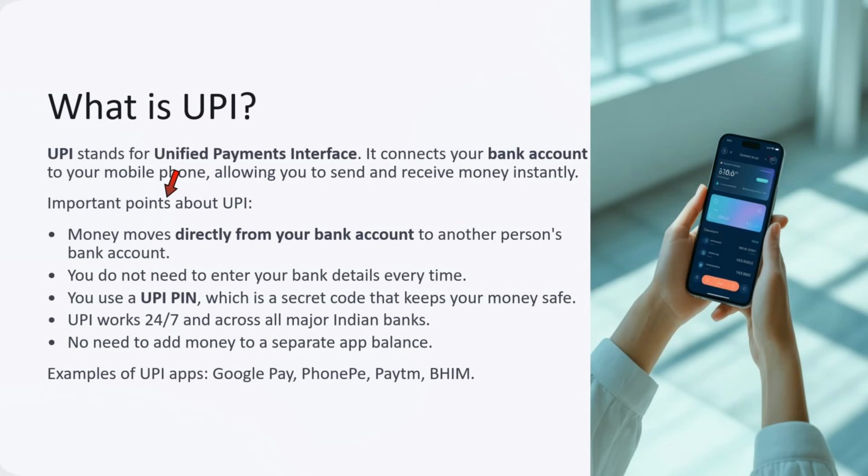UPI works 24/7 and across all major Indian banks. No need to add money to a separate app balance. Examples of UPI apps are Google Pay, PhonePe, Paytm, and BHIM.